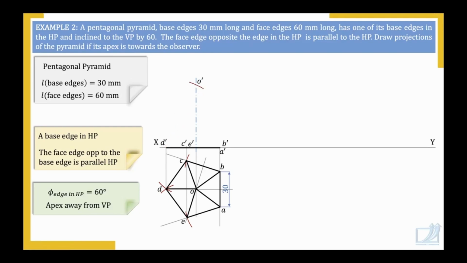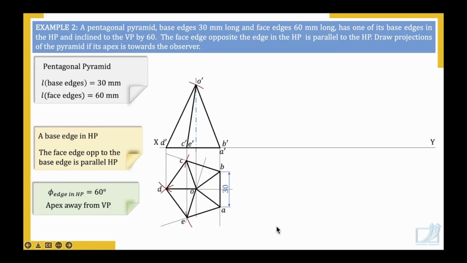Now join the apex with all base corners in the front view. So OA, OB, OA and OB coincide here. Then here OC and OE, and finally OD. Check here, OA, OB, OC, OE and OD. All 5 face edges are there. All 5 base edges are there. And this is how the first stage is complete.